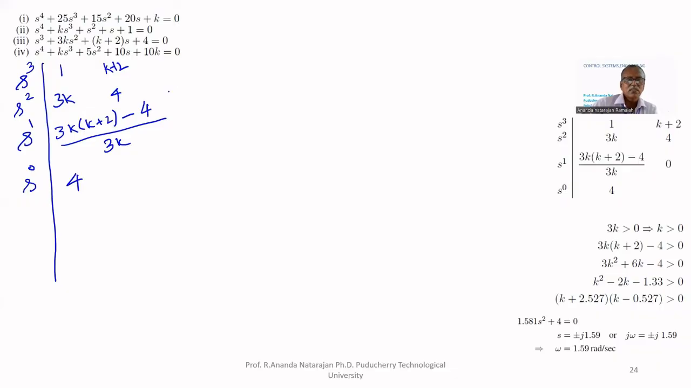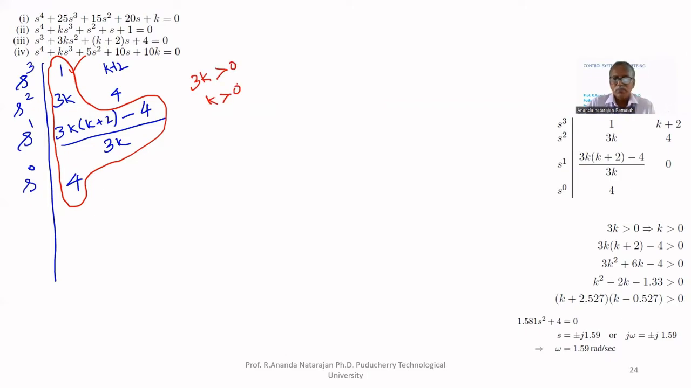So what are the conditions? For a stable system, the first column elements must be greater than 0. For no sign change, the first element is positive, therefore all the remaining elements also must be positive. Therefore, 3K must be greater than 0, so K must be greater than 0. This is the first condition.